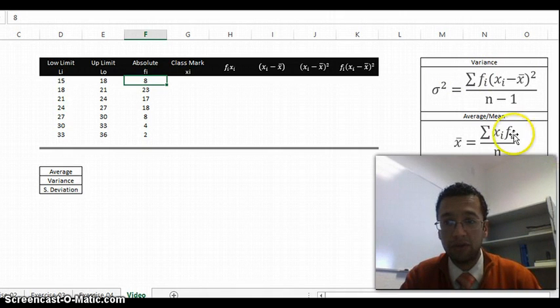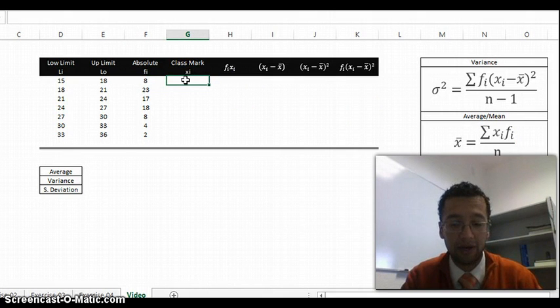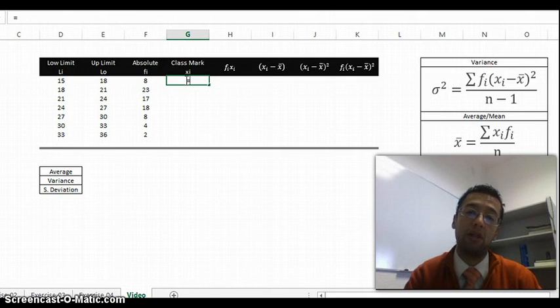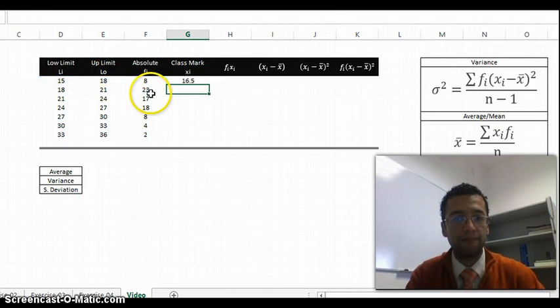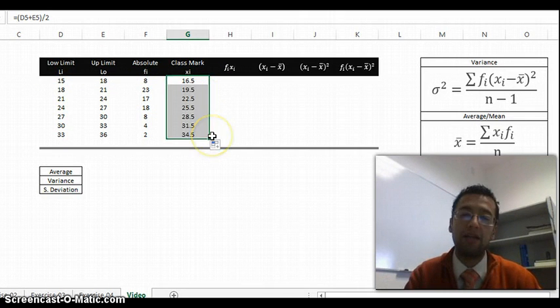First of all, we need to get the average or mean. How do we do it? We have to multiply the class mark times the absolute frequency. But how do we calculate the class mark? Remember, it's an average between the low limit and the up limit. So you have to add the low limit plus the up limit and divide it by 2. Then make it for each class.